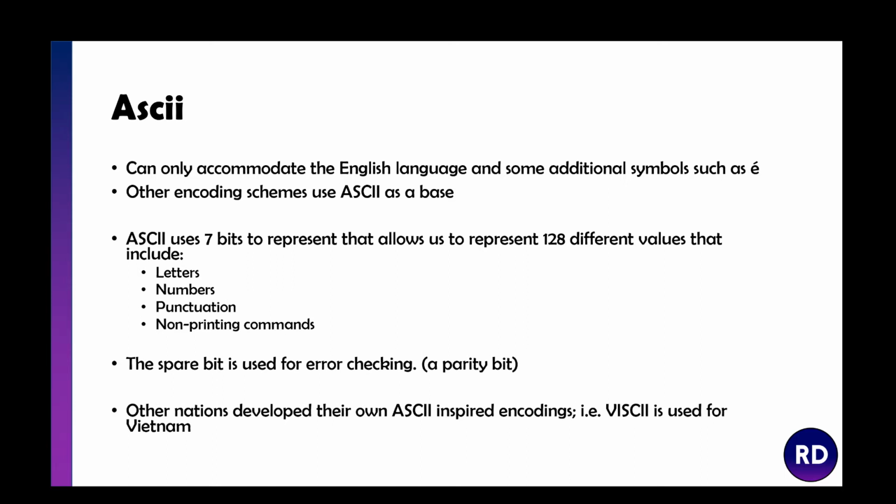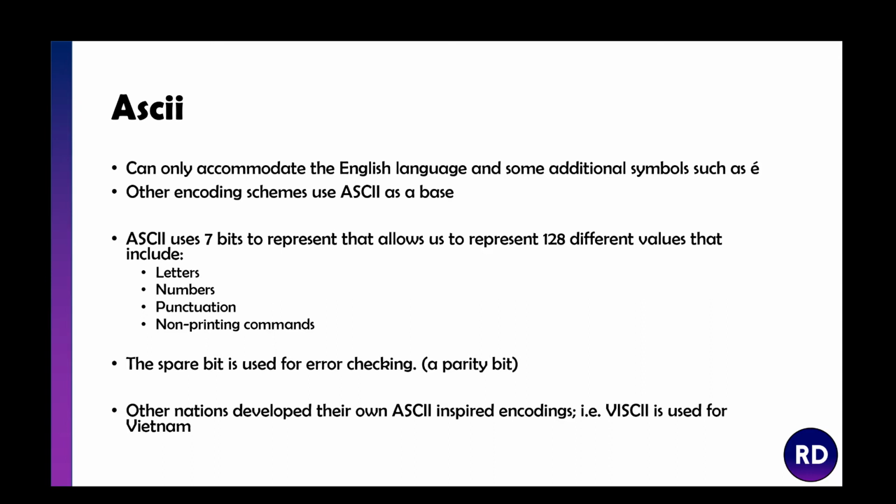ASCII can only accommodate the English language and some additional symbols, such as the E with the apostrophe over it in French. Other encoding schemes use ASCII as a base. The way ASCII is created is it uses 7 bits to represent characters. That means you can have around 120 different values with letters, numbers, punctuation, and things like spaces and where lines end.